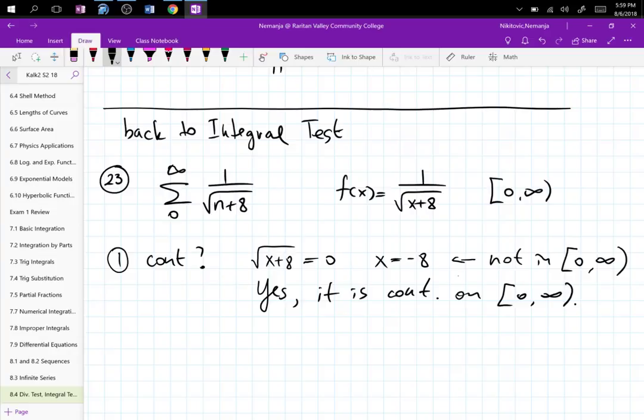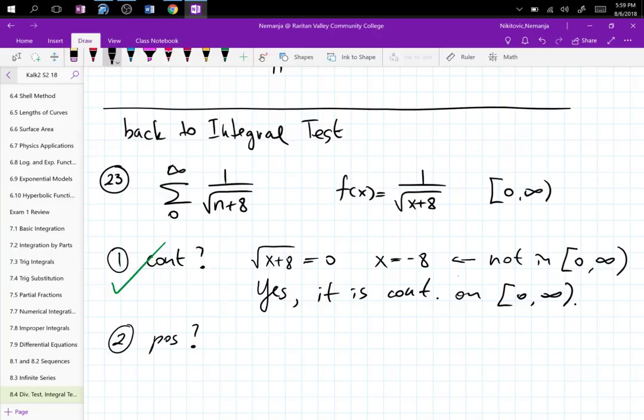You see the way I phrase this is I say, yes, it is continuous, but I also say that it's continuous on the interval that we care about. This is not globally continuous, guys. It's discontinuous at negative 8. It has a vertical asymptote at negative 8. However, it is continuous for what we need it for, and that is 0 to infinity. So we're good on the continuity part. Check. Number two, is it positive?